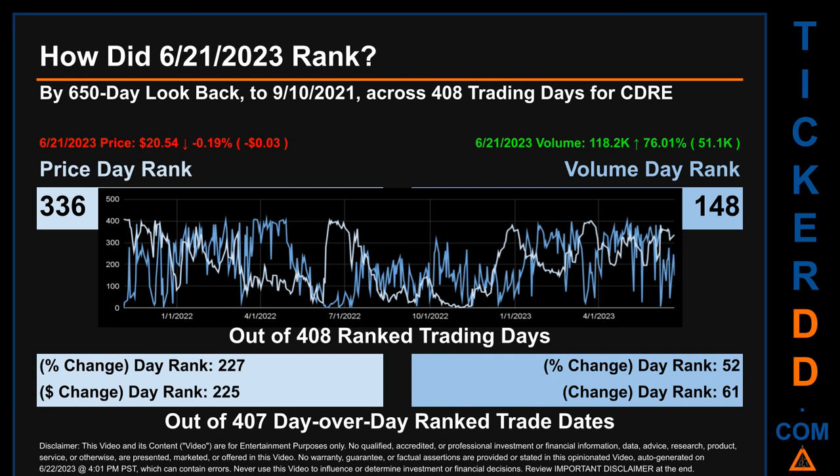The price's day-over-day percentage change, dropping -0.19% on June 21, 2023, had a day rank of 227 while its dollar difference of -3 cents had a rank of 225 when compared day over day across 407 trading days. Volume's percentage change and difference were ranked respectively at 52 and 61.